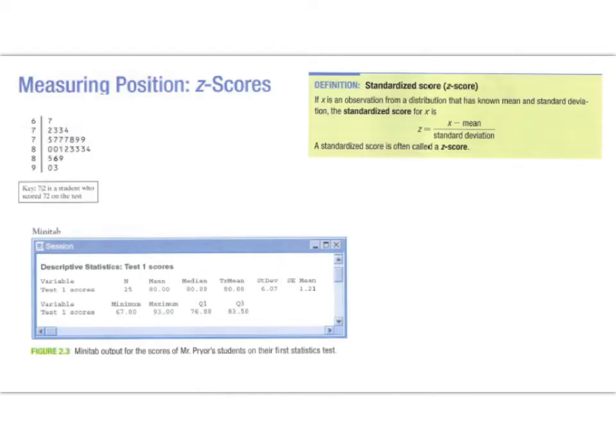Okay, so let's look at what we call a Z-score. A Z-score can measure the position of the location in the data. It can measure the position as to how far away from the mean it is. If we look at our little definition there on the right, it says if X is an observation from a distribution that has a known mean and standard deviation, the standardized score for X is, and there's our formula, X minus the mean divided by the standard deviation. The standardized score is called a Z-score.